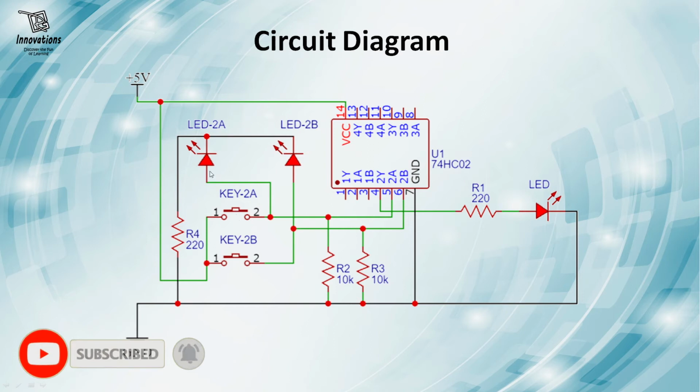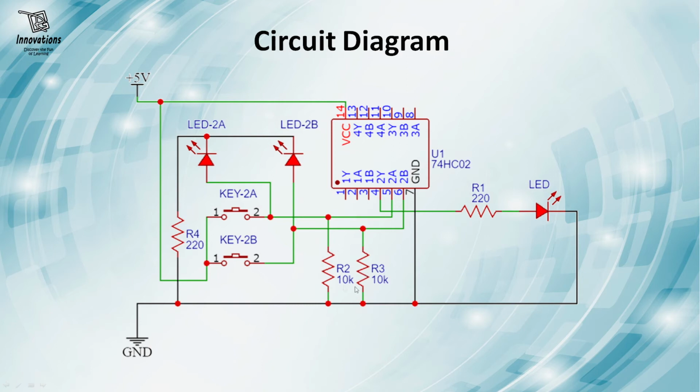When we press the switches, the corresponding LED will glow and show the input status. If it is high, it will glow. If it is low, it will not glow. And the output pin is connected to an LED via a current limiting resistance, and these two LEDs are also connected using a current limiting resistance, and both the inputs are connected to the ground using a pull down resistance.